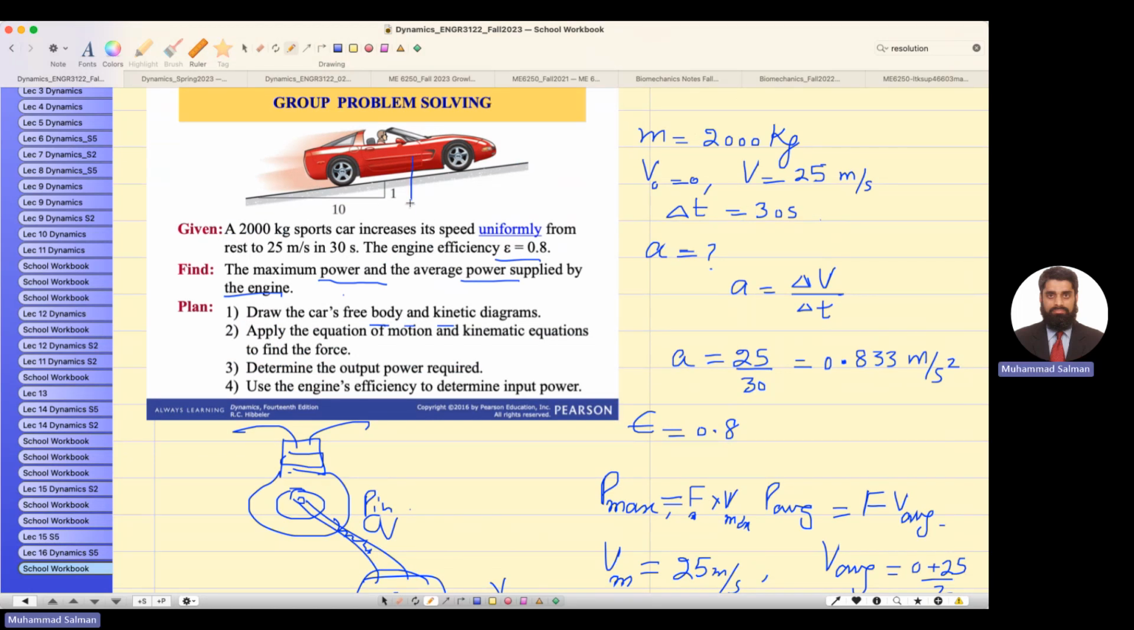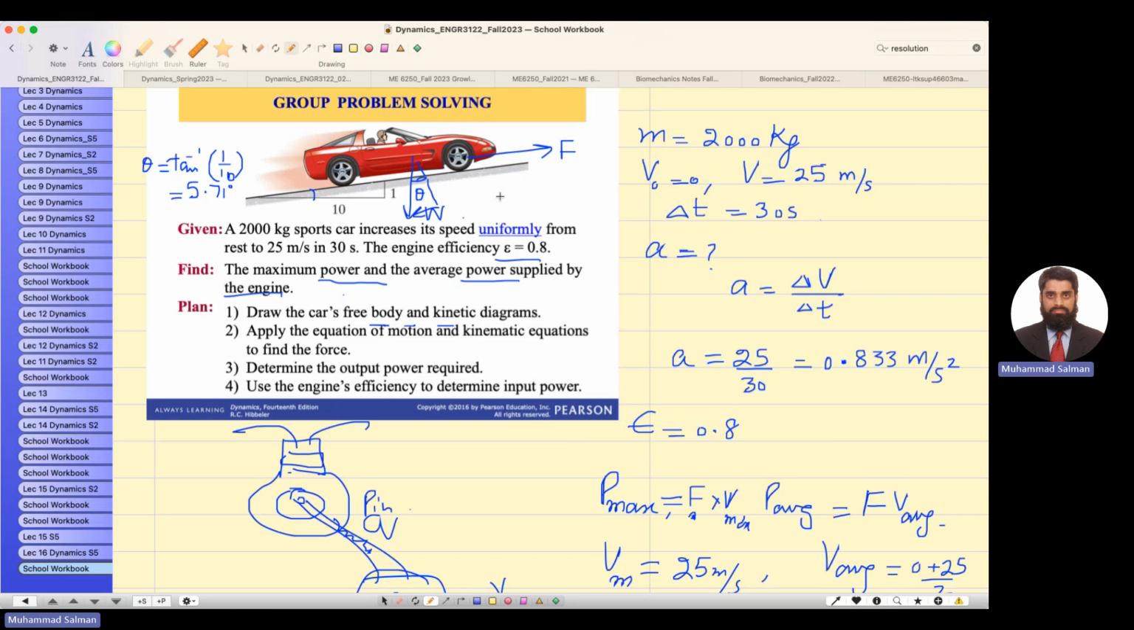If I draw the free body diagram, this is W and this is the force. I have to resolve this into two components, and this is theta. Can you find out theta if the slope is 1 in 10? Theta equals tangent inverse of opposite over adjacent. Okay, what do you guys get? 5.71. One student says 5.71 degrees.